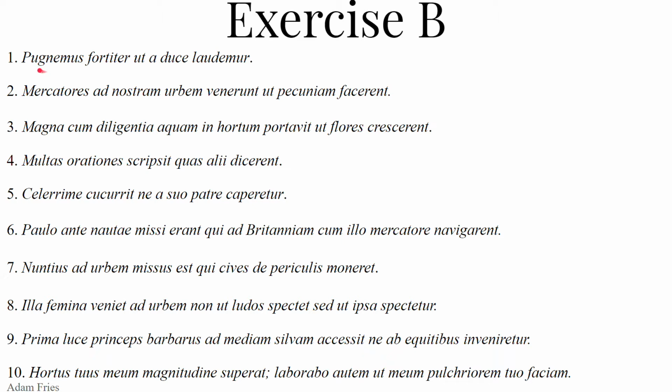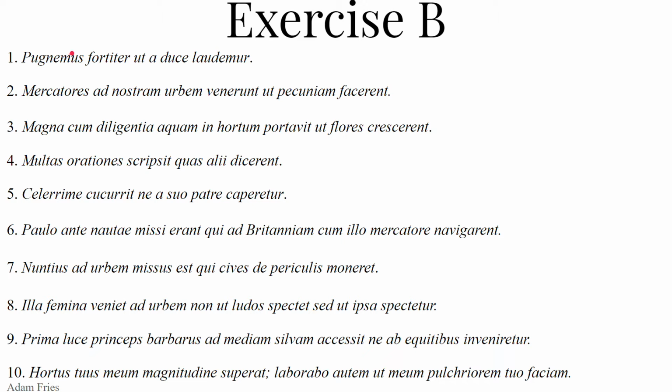So here we have pugnemus. Wow, that looks like a verb we know, pugno, pugnare, pugnavi, pugnatus, but it seems different, odd. Strange even, not pugnamus, the indicative, but pugnemus, the subjunctive. This is an independent subjunctive. Look at that, the subjunctive as a main verb. Pugnemus, that's the main verb. That's the verb that's introducing a dependent clause. Pugnemus fortiter, and then the dependent clause is ut adduce laudemur.